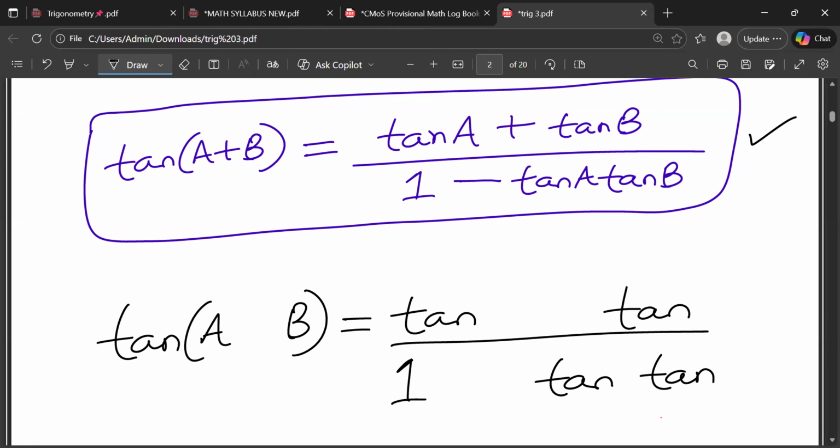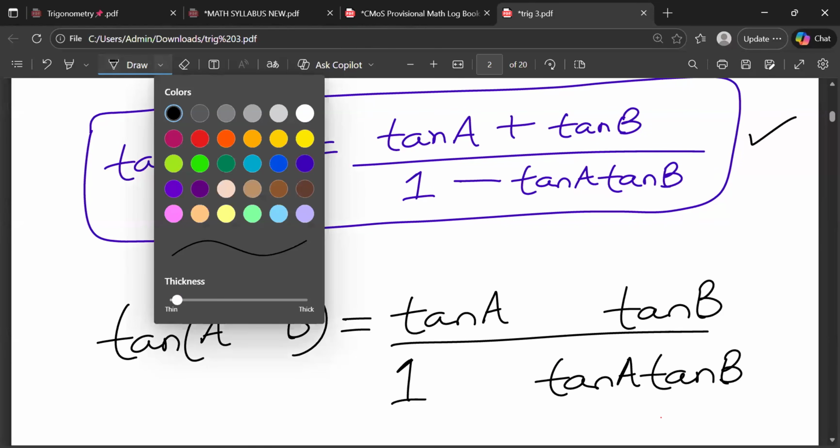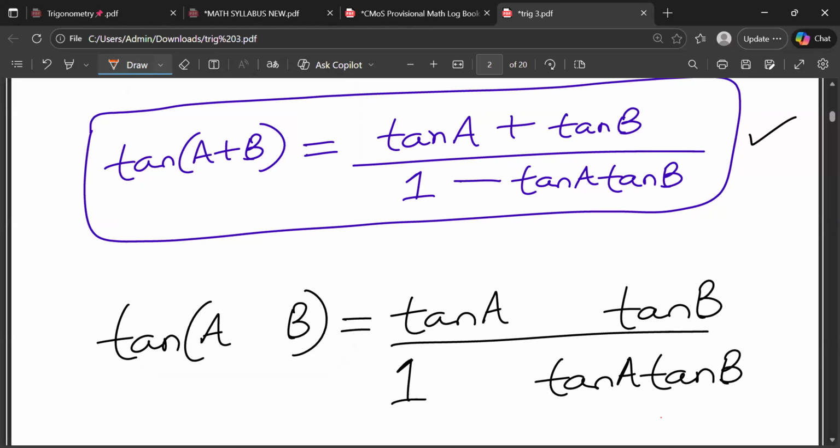Tan, any angles, whether added or subtracted: on top you have tan and tan, then down you have 1 dash tan and tan. So this is what we always do. Of course, if the angles are A and B, we have here A, then here B, we have no option. Even here we have our A, even here we have our B, like that. That's how it's always.